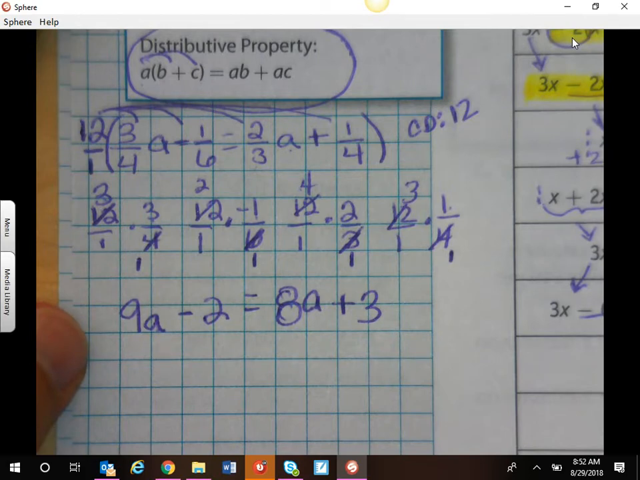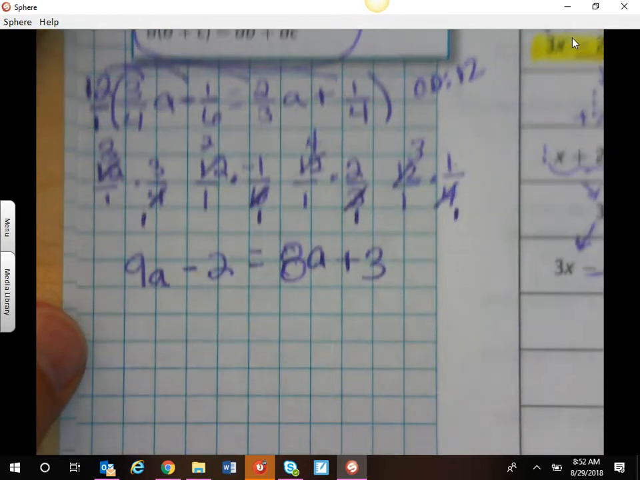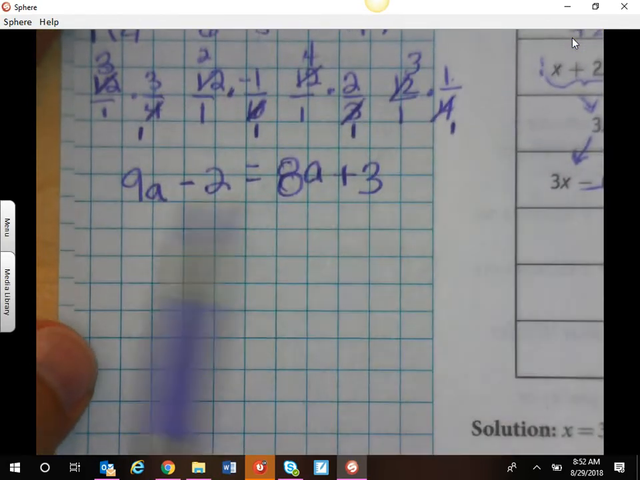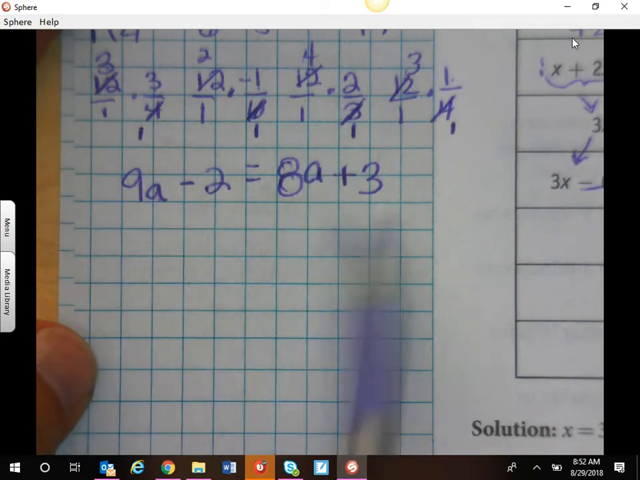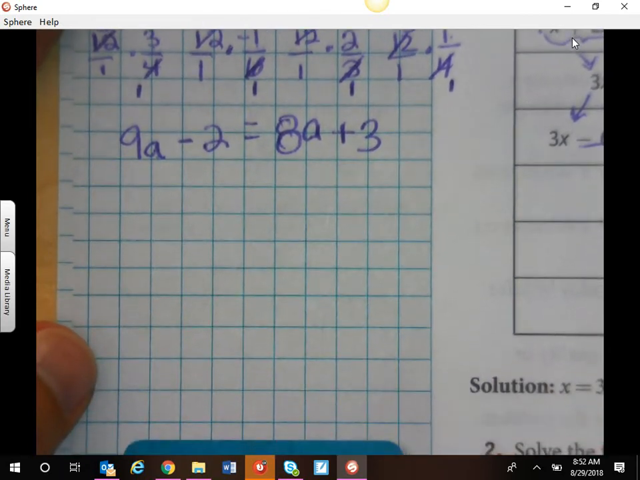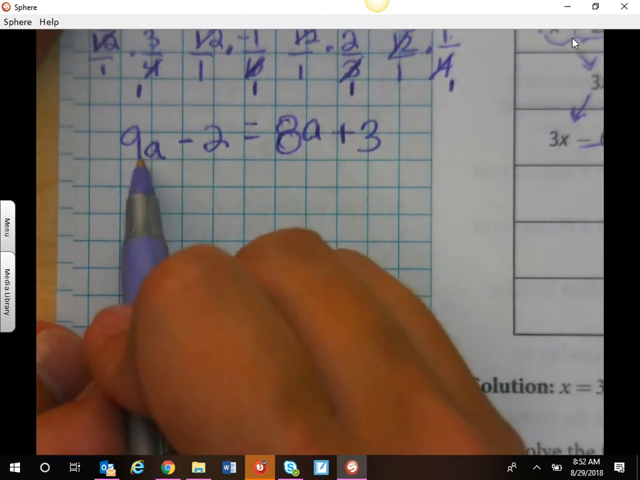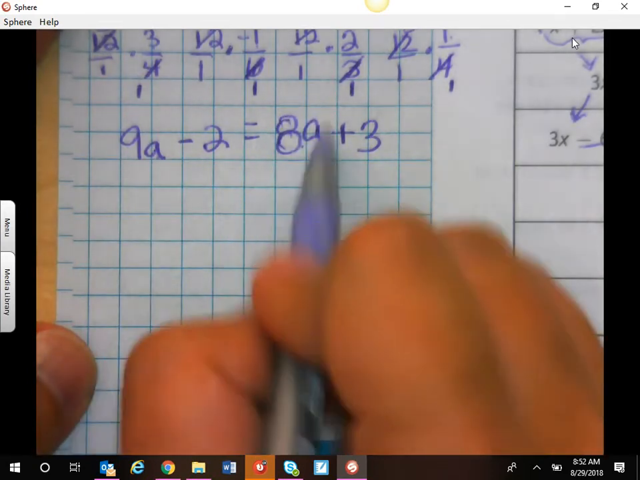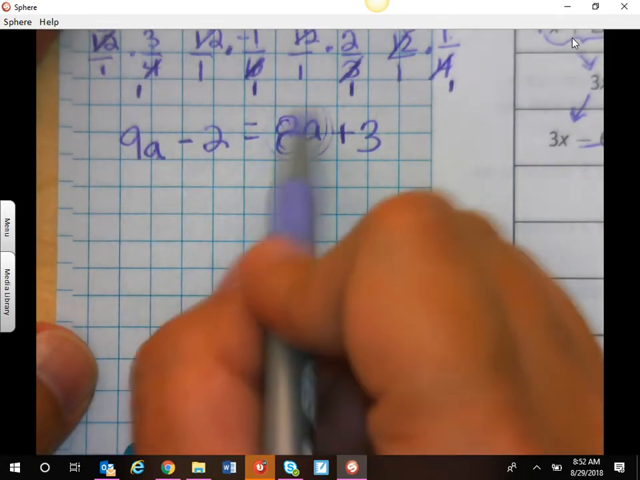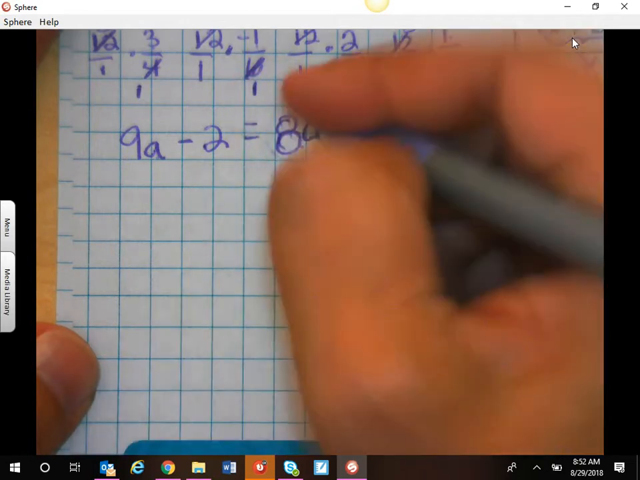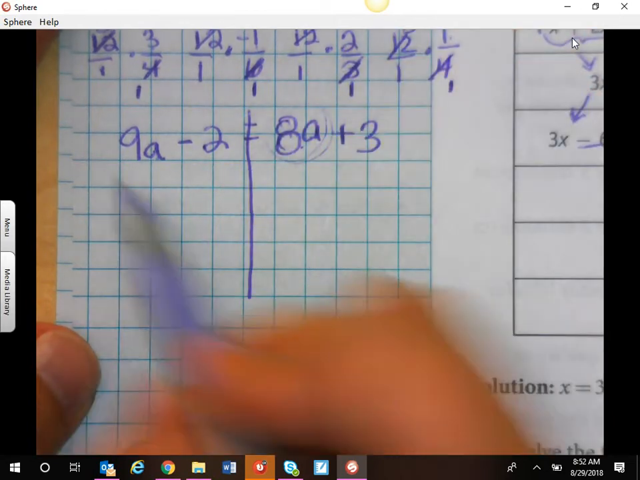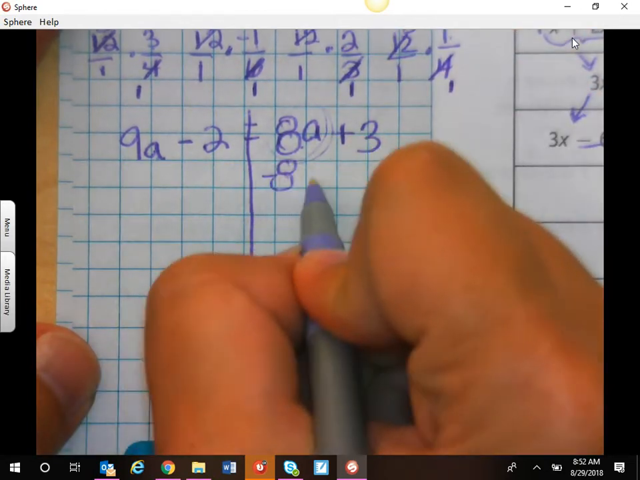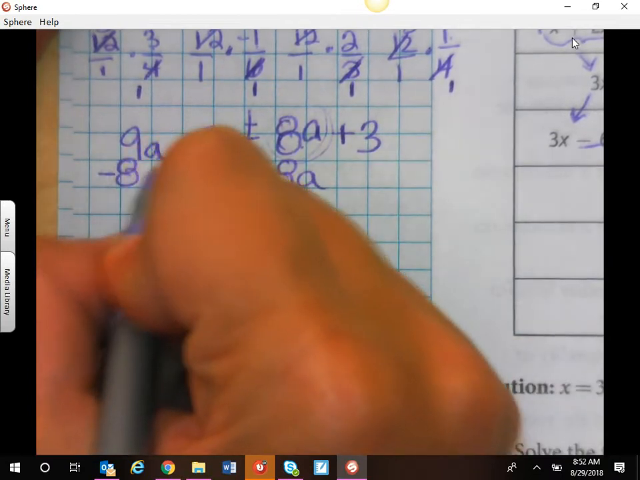So we've distributed on step 1. Step 2 said collect like terms. We don't have any like terms because they're not on the same side of the equals. Step 3 says move the variables to one side. Well, which is smaller? I have a 9A and I have an 8A, so this one is smaller. It's a positive, so to move it across the equals, remember we have to do the opposite. So I'm going to subtract 8A from both sides to keep my equality.